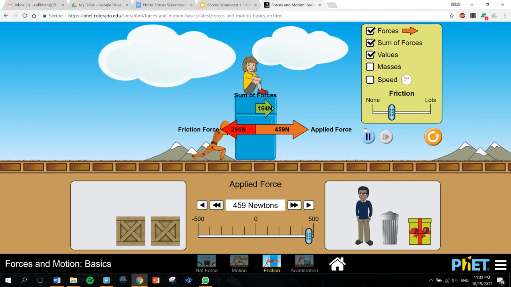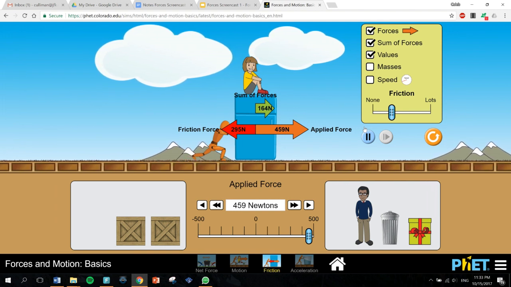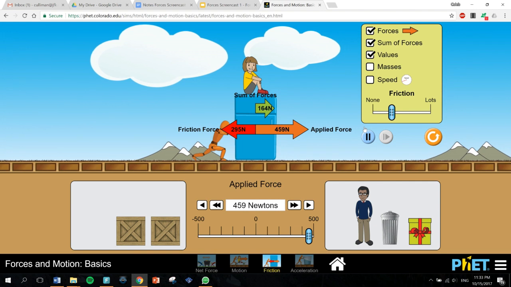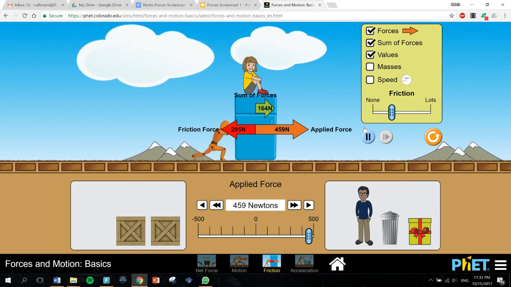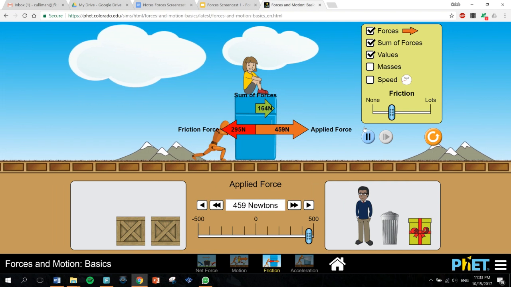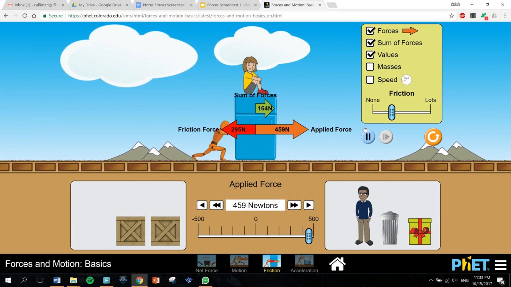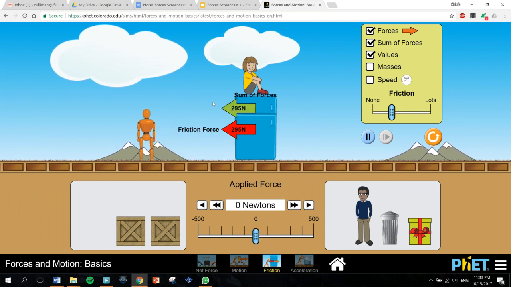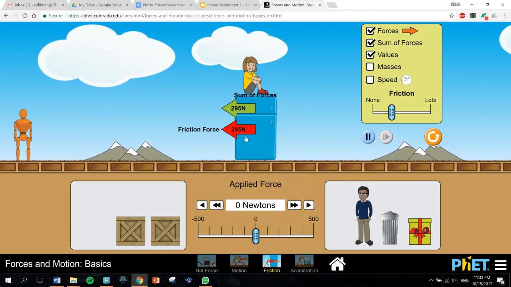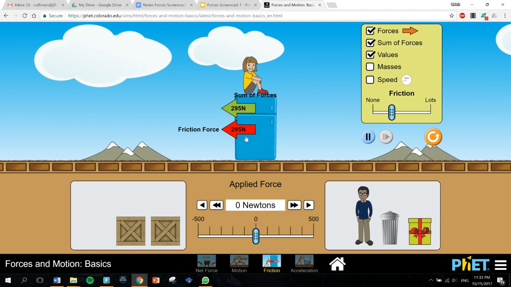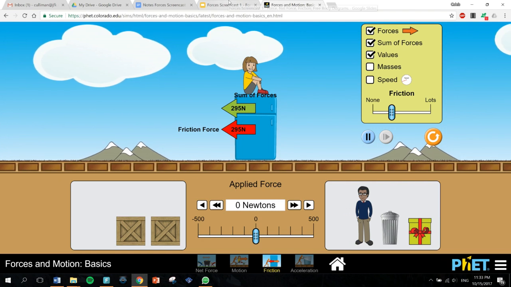And when there's a total sum of forces, the forces are unbalanced now. I'm applying more force than there is friction, and I'm going to begin to accelerate to the right. So there we go. Now the friction is taking over. It's coming to a stop. And there we have it.